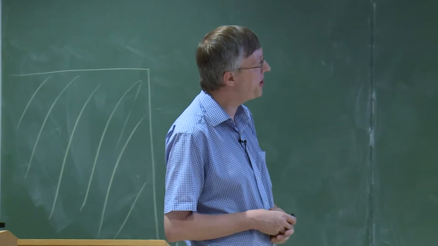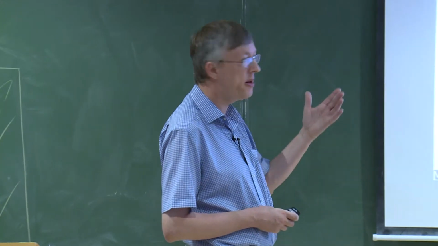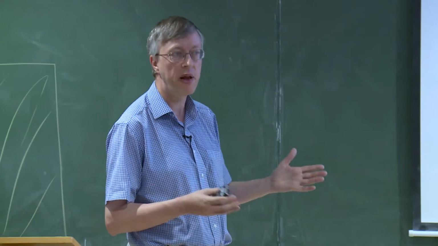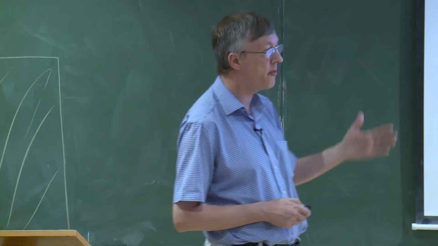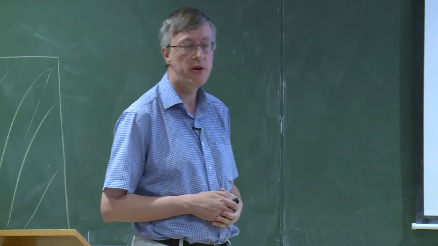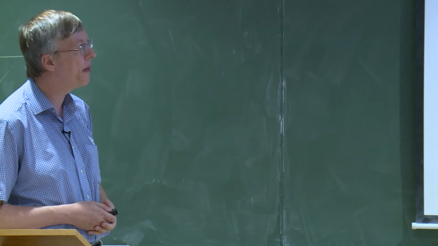And here's a paper that gives one of these n goes to infinity type results, which is not really what we're concerned with here, but I just wanted to give you a feel for that. So Alon and Vu, 1997. The largest element of the inverse of a matrix with elements 0 and 1 looks like n to the power n over 2 plus little o of n. So that's giving you an idea of the growth of the largest element as n goes to infinity, and hence various norms can be bounded that way as well. So there is a lot of literature of that type, of which I think I'm probably only partly aware.